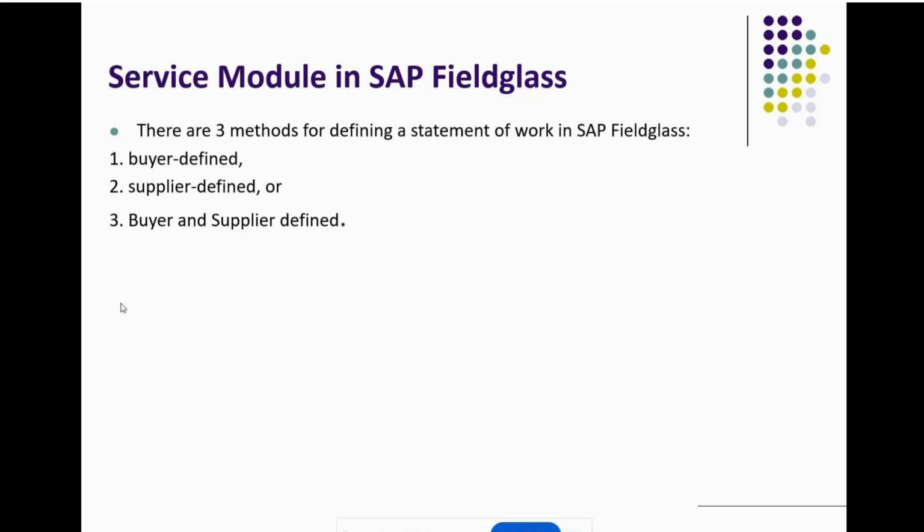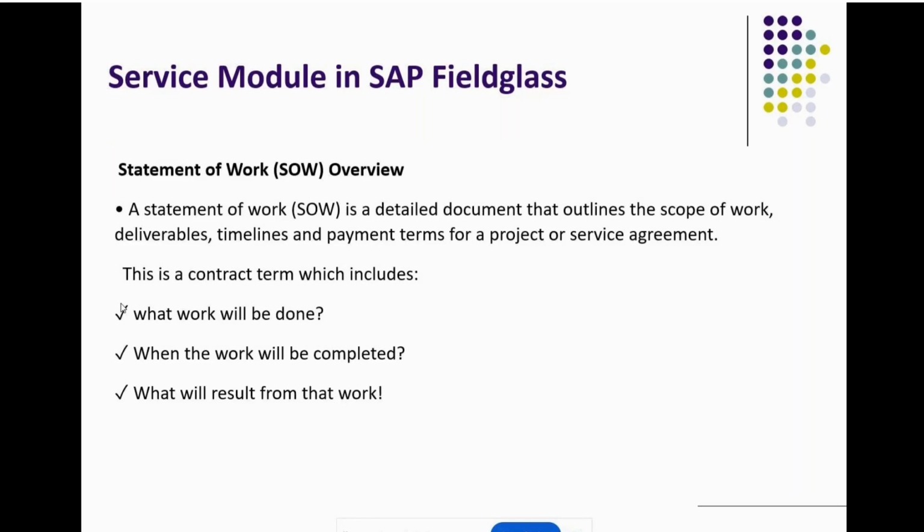If the buyer side creates the SOW, they'll just create a very basic draft of the SOW. Then the job of the supplier in a supplier-defined SOW is to give all the information we stated here: what work will be done, when the work will be completed, what the results will be, what the headcount of that SOW will be, and what the budget of that SOW will be.